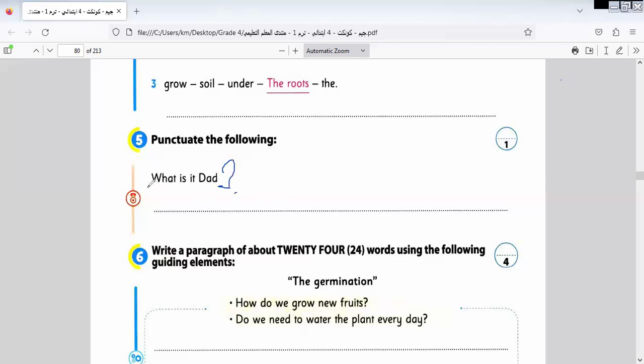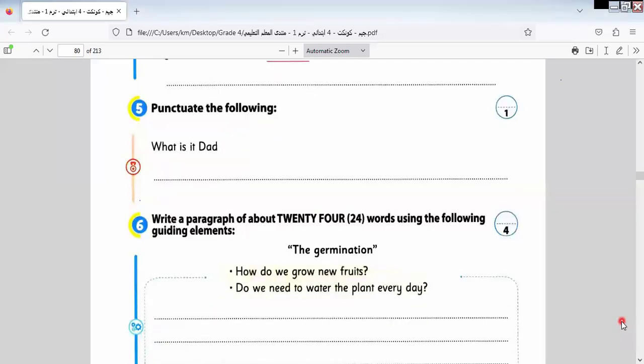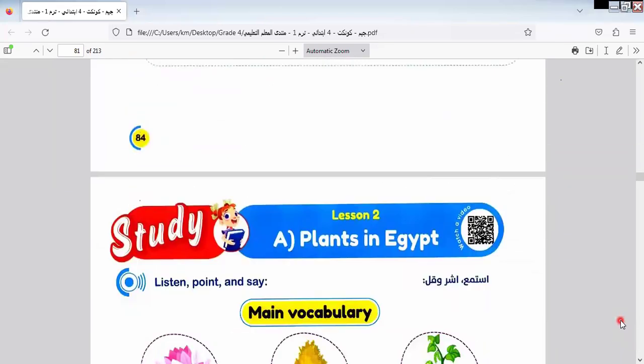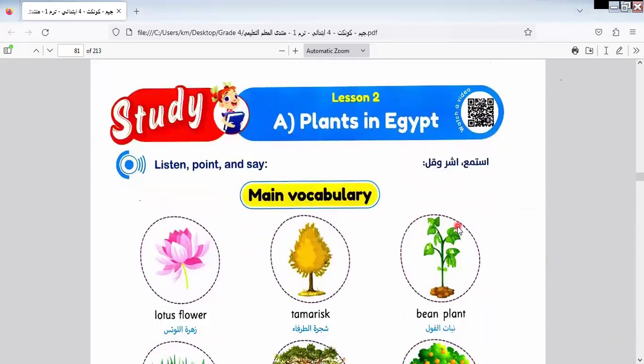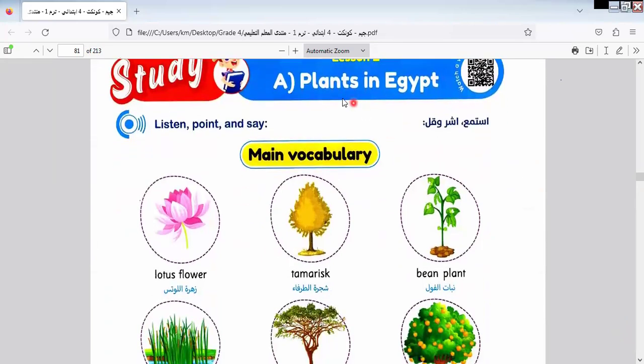Okay, all are correct except the question mark. What is it? I put the question mark at the end of the sentence. Okay, the paragraph, I will make a video separated from lessons about how to write a paragraph. Let's go to lesson 2 today to continue lesson 2.